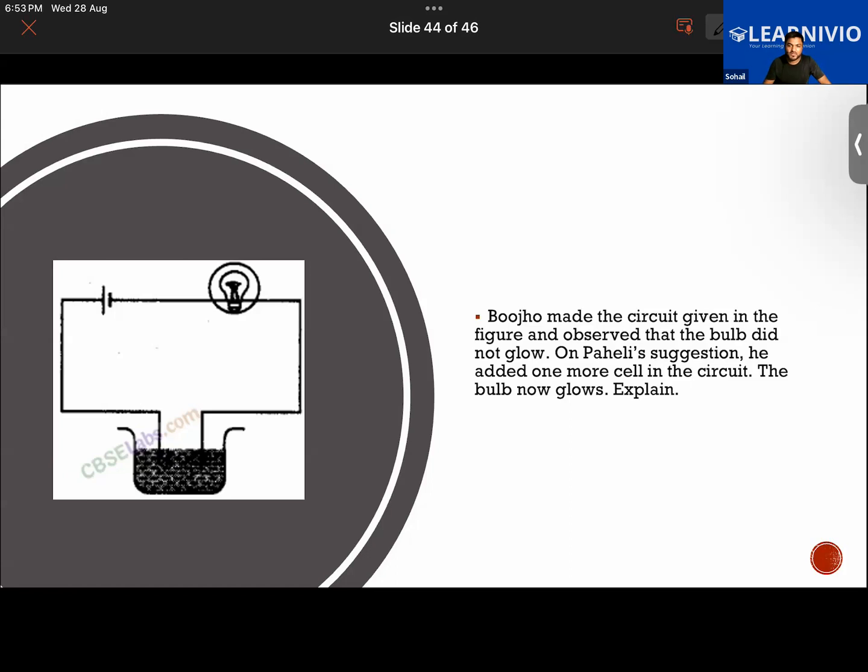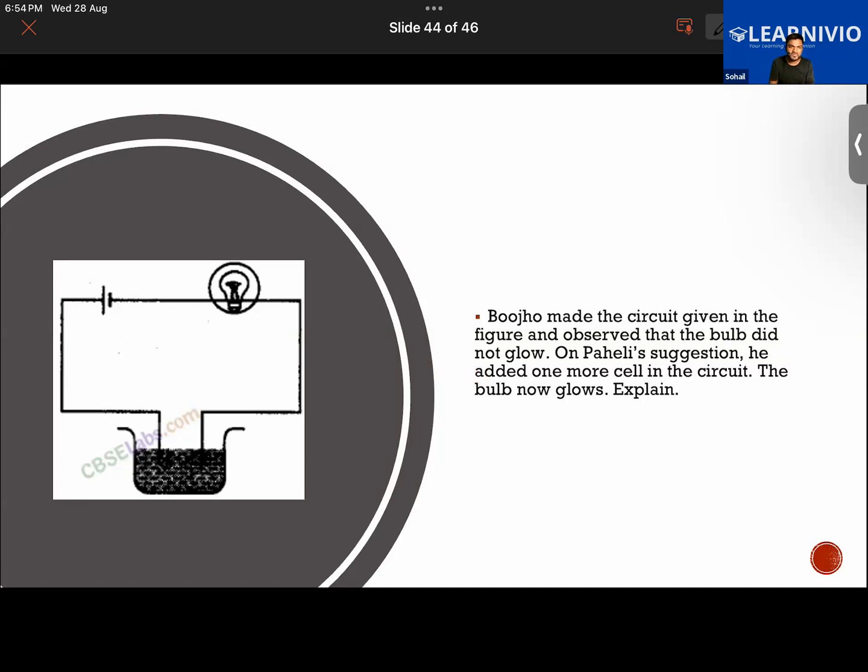Yes, what happened to you guys? Yes, Khadija, Roni. See, Bujo made an electric circuit as given in this diagram. She took a bulb, some wire, some cells and dipped those in this electrolyte. When she used only one cell, as the question says, the bulb was not glowing. So Bujo made the circuit, but the bulb was not glowing. So Paheli suggested she add one more cell in the circuit, and she observed that the bulb glows.